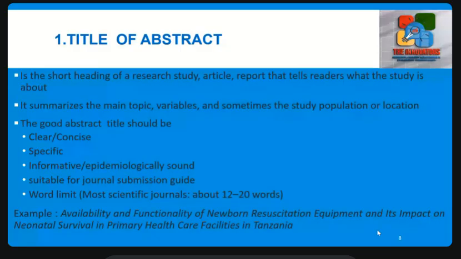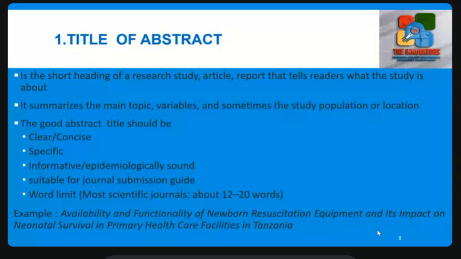Some journals recommend 12 words, 20 words. So here, in terms of word limits, you have to read the journal guidelines to see how many words are recommended by the journal guidelines.